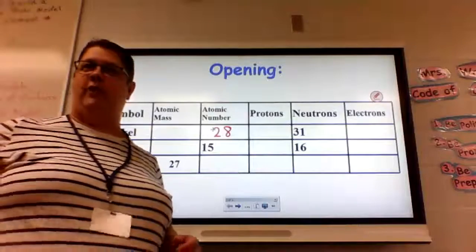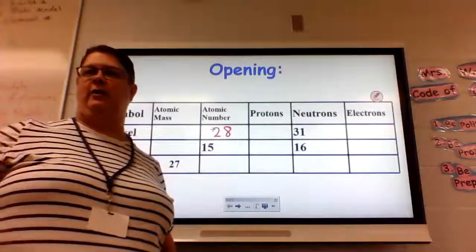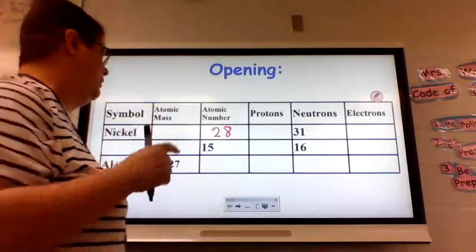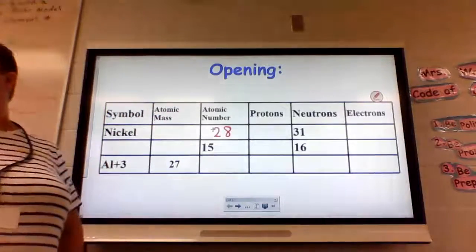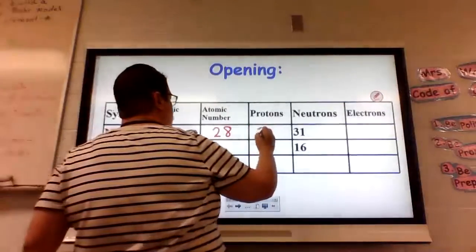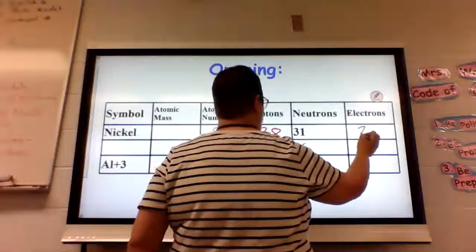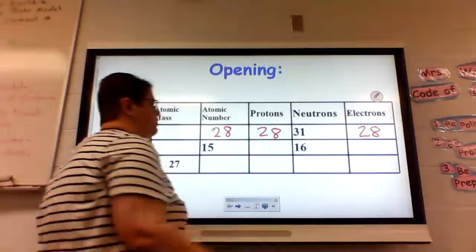Atomic number is 28, which you find on the periodic table, right? Now, Nigel asked if you needed your other reference table today. The answer to that's no. Okay, if you didn't hear me say that. So once you know the atomic number is 28, what else is the same as the atomic number? Protons are 28. The electrons are the same as the protons, which I heard several people say. And so you got those two also.